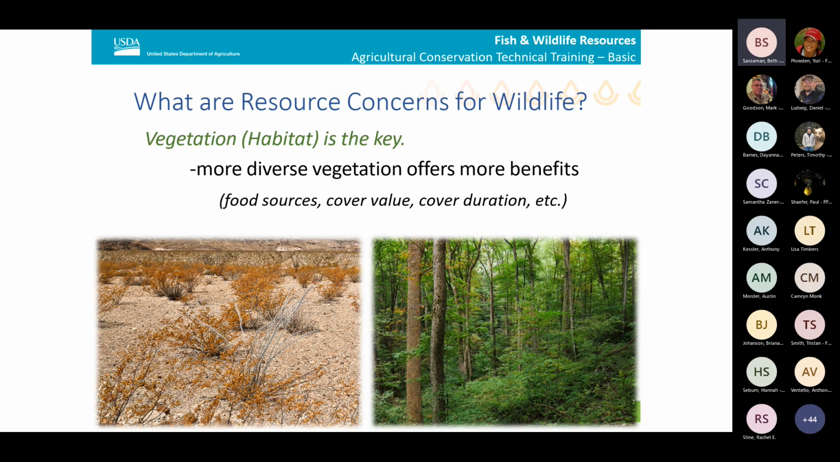So when you're talking about wildlife, vegetation or habitat is the key. Vegetation is that cover, it's protection from predation. And so that's what is most important. And a lot of our wildlife practices really focus on habitat. When I first started working for NRCS, we had a fellow from the Game Commission that always said, habitat isn't everything, it's the only thing. And it's really true when we're talking about farmland wildlife, because if they don't have habitat, they're not going to survive and they're going to need to move on elsewhere.